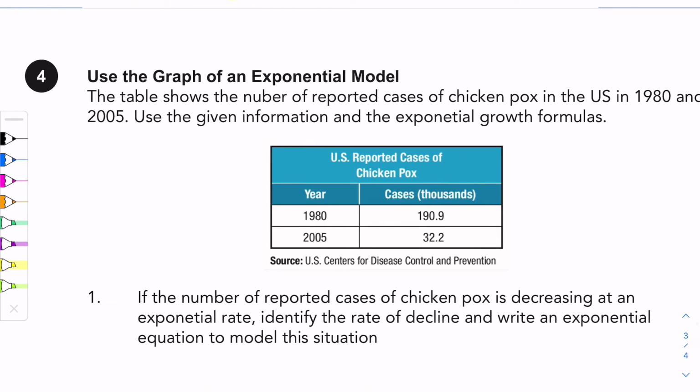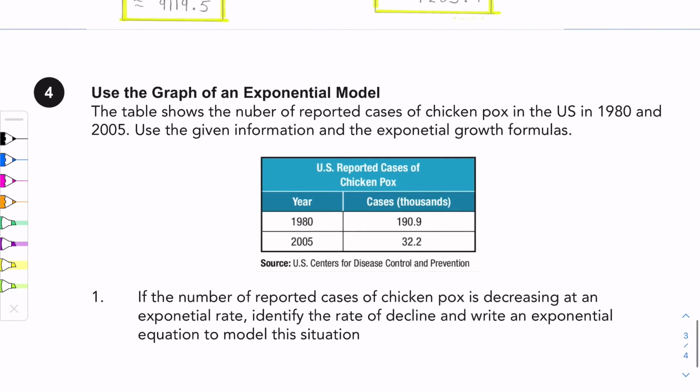Okay, for the last example, we are actually working backwards on these. So we have the data, but we're going to have to find the rate in order to answer the question. This one says the table shows the number of reported cases of chickenpox in the United States in 1980 and in 2005. Use the given information and the exponential growth formulas to answer part one, which says if the number of reported cases of chickenpox is decreasing at an exponential rate, identify the rate of decline and write an exponential equation to model the situation.